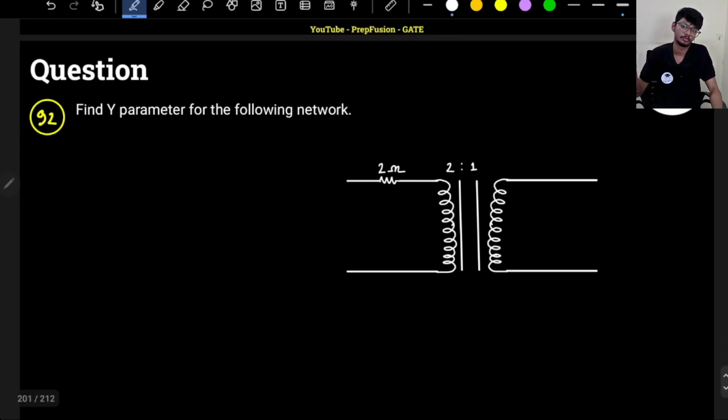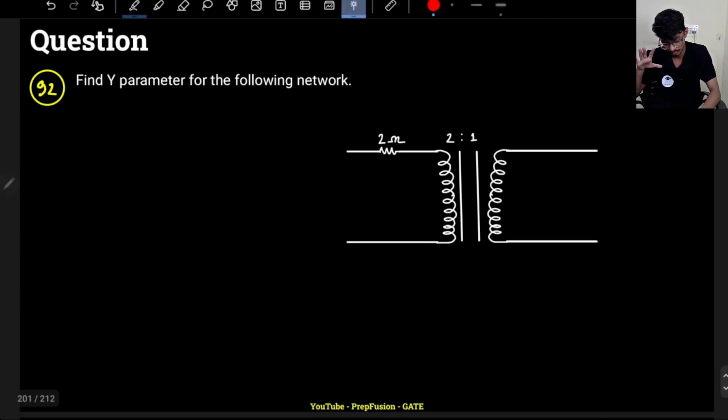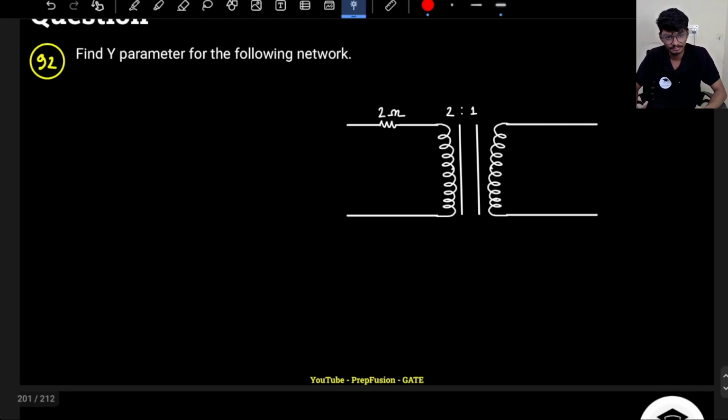So now let's solve a few questions. We have to find out the y parameters for this network. At first glance you will say, sir, y parameters do not exist, but just see the network, right? Here I have a resistor. So if I make any changes in the transformer, then the y parameters can exist. You have to check that y parameters can exist for that network. Okay, so you can simply use the basic transformer relation.